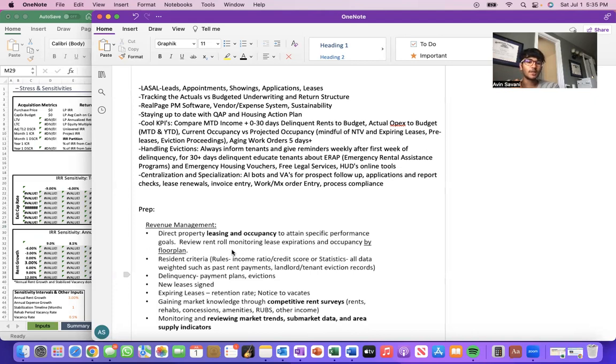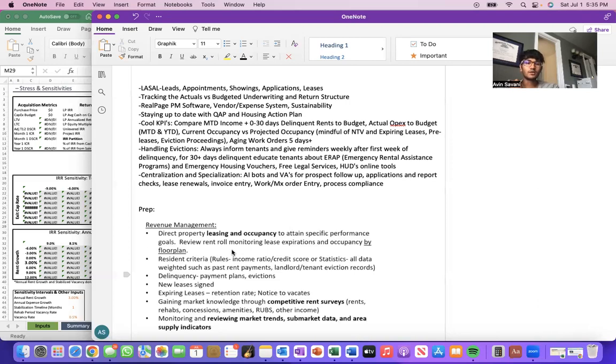And for other KPIs, I was just looking at current occupancy versus projected occupancy. So it's a matter of keeping in mind your notices to vacate and expiring leases that could impact your vacancy timeline. When a tenant moves out or they're at the end of their lease period, it's always good to notify them, make sure that there's a smooth move out process, and that we're actively recruiting or generating leads for other tenants to fill that spot.